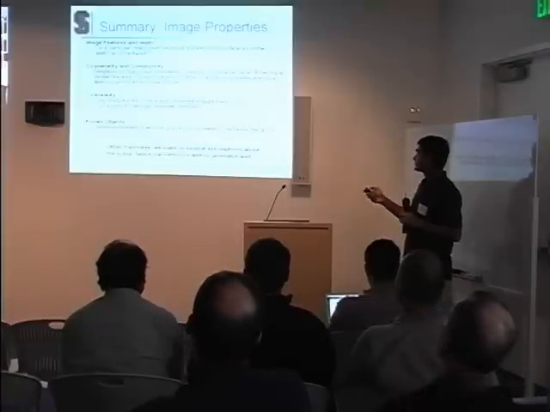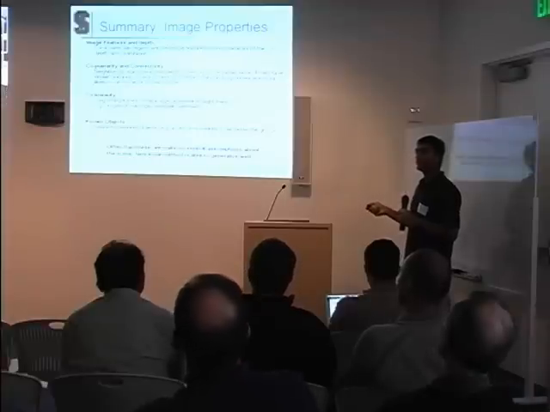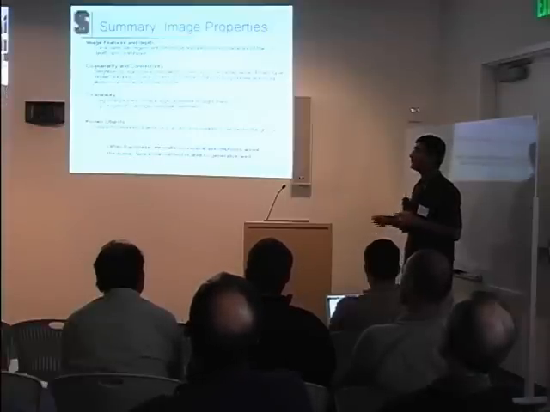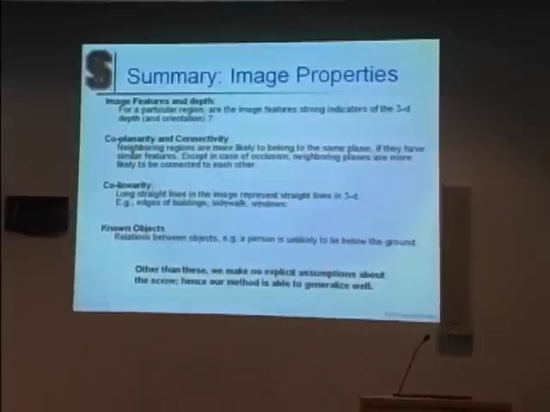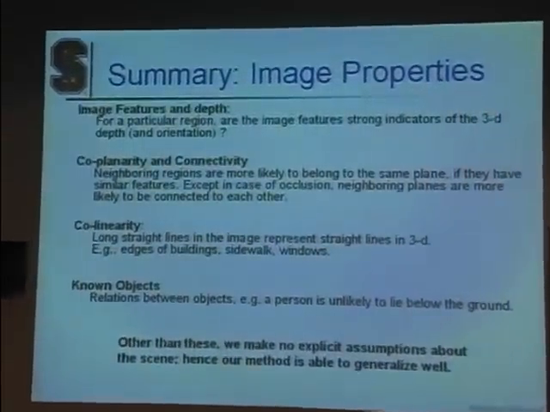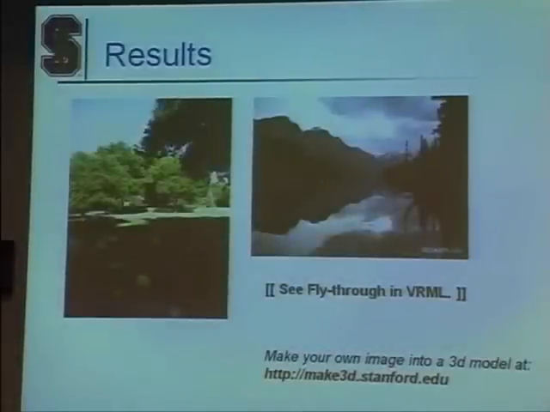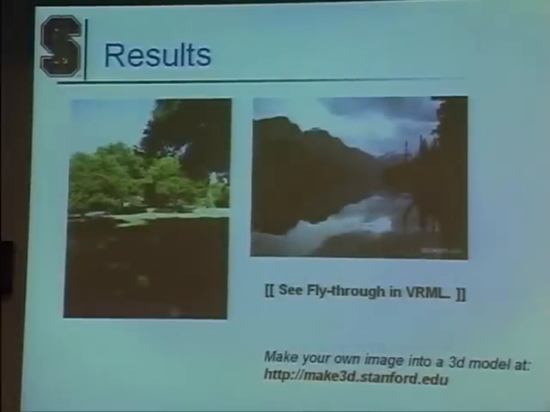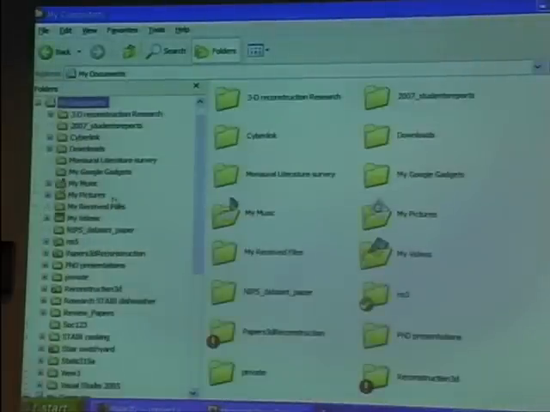So in summary, we are modeling these properties: the relation between image features and depth, coplanarity, connectivity, and collinearity, which means straight lines are more likely to be straight in 3D, and the information from known objects. Other than these, we have not made any explicit assumptions about the scene. So hopefully our method will be able to generalize well. So, in a couple of examples, we gave our algorithm this image that we ourselves took on the campus, and this image that was downloaded somewhere from the internet. And let's see what results it gives.